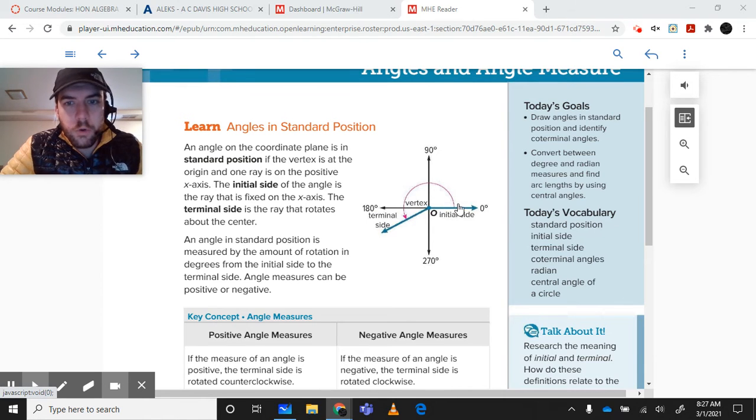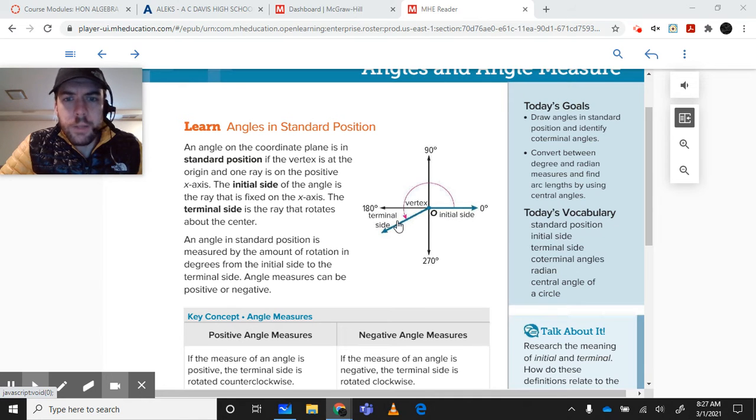We're always starting pointing directly out to the right, towards the positive x-axis direction, and then we go counterclockwise from quadrant 1 to quadrant 2, 3, then 4. So we go in the order of the quadrants, counterclockwise, to get to our second ray, which is the terminal side. An angle in standard position is measured by the amount of rotation in degrees from the initial side to the terminal side. Angle measures can be positive or negative.